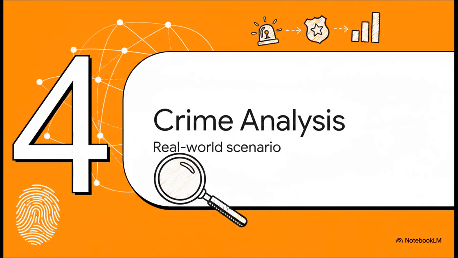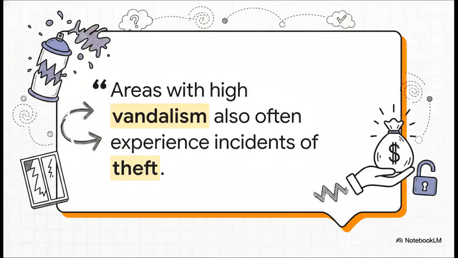Let's make this concrete. Section 4, Case Study on Crime Analysis. Imagine a police department analyzing a massive municipal database of incident reports. The algorithm churns through years of data and highlights a very distinct pattern. Areas with high rates of vandalism also often experience incidents of theft. Notice how perfectly this maps back to our rule structure. High vandalism is our antecedent, and incidents of theft is our consequent.